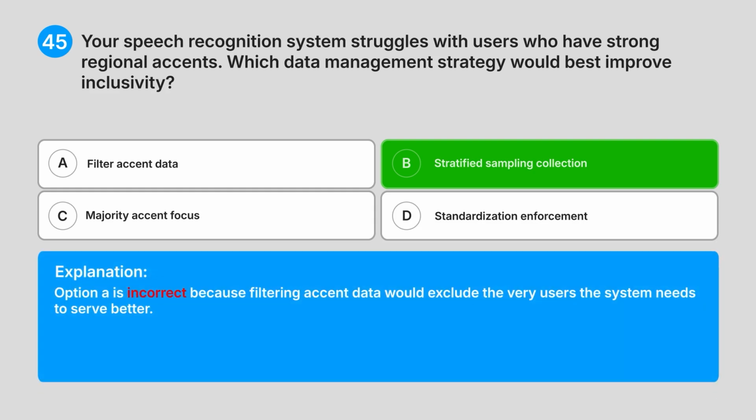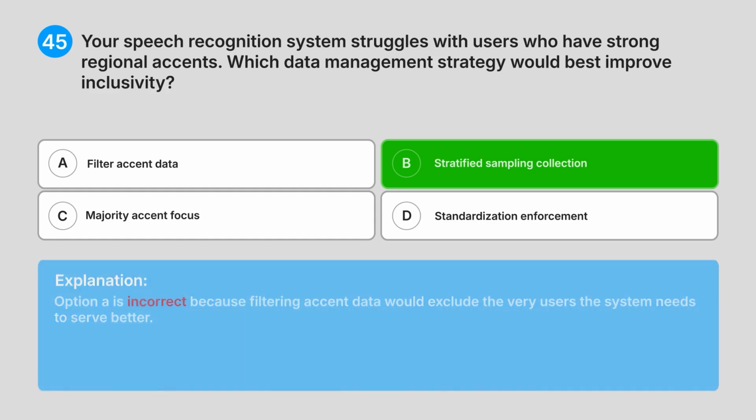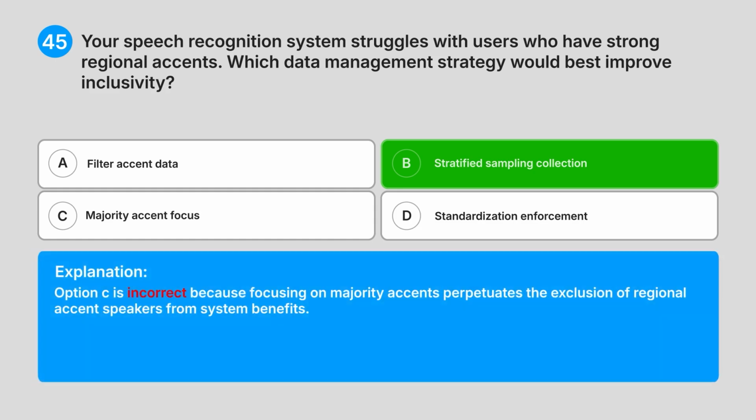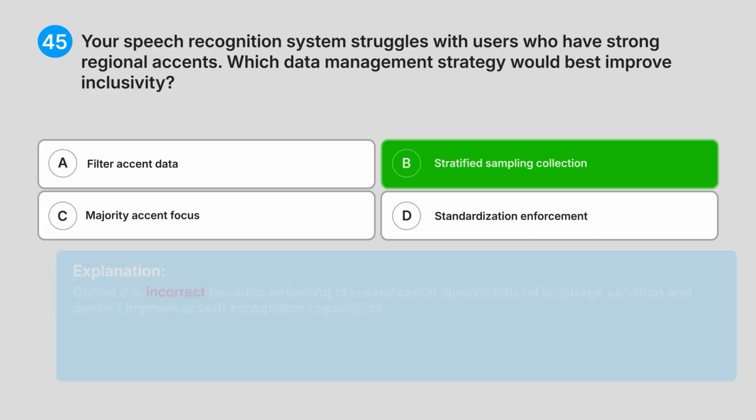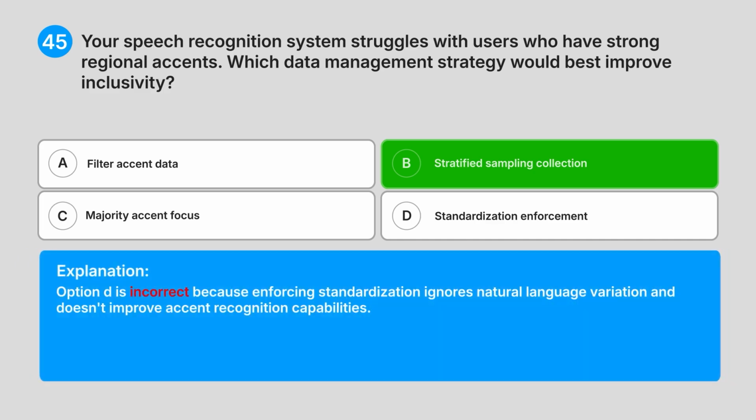Option A is incorrect because filtering accent data would exclude the very users the system needs to serve better. Option C is incorrect because focusing on majority accents perpetuates the exclusion of regional accent speakers from system benefits. Option D is incorrect because enforcing standardization ignores natural language variation and doesn't improve accent recognition capabilities.